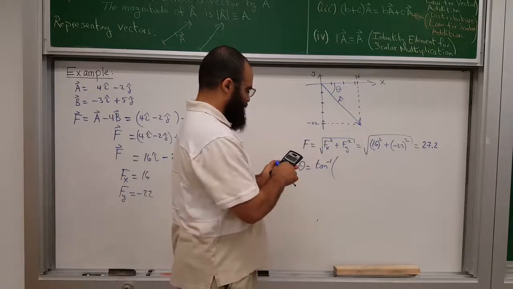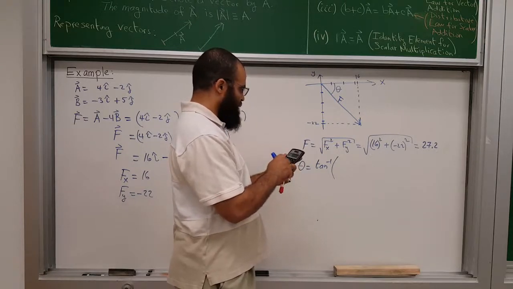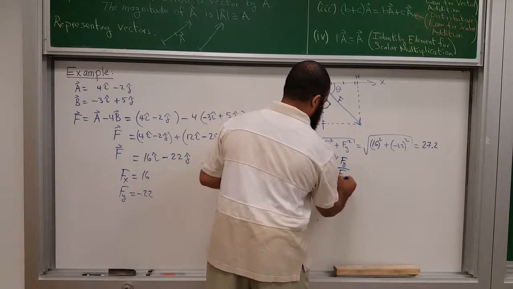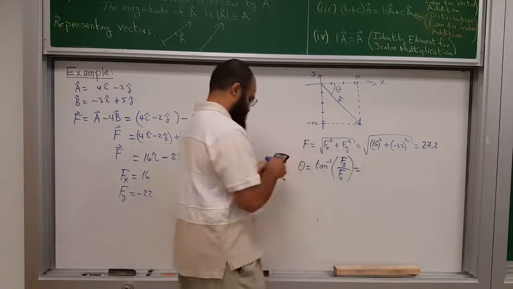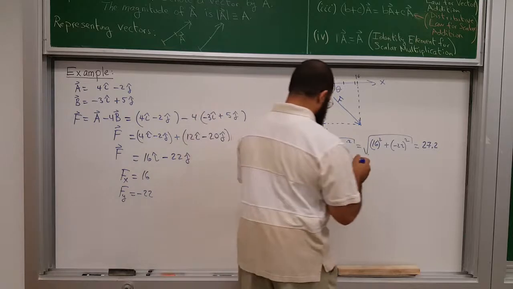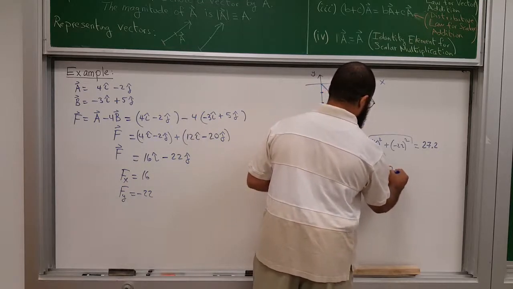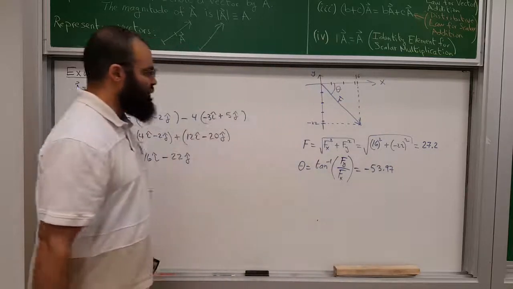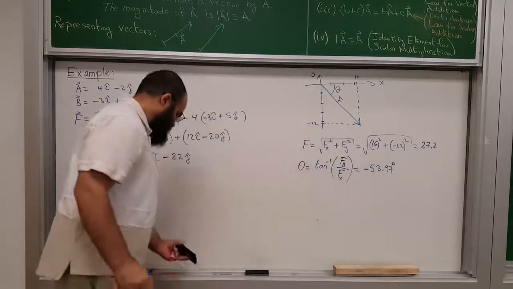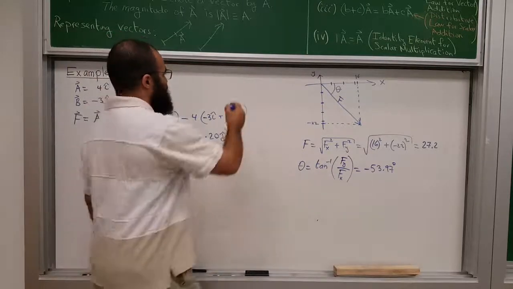And so if you want the angle, I'll put tangent inverse of the y component of F over the x component of F, over 16. So it would be minus 53.97, minus 53.97. That would be in degrees here. Okay. And I just want to say why the calculator gives you that.